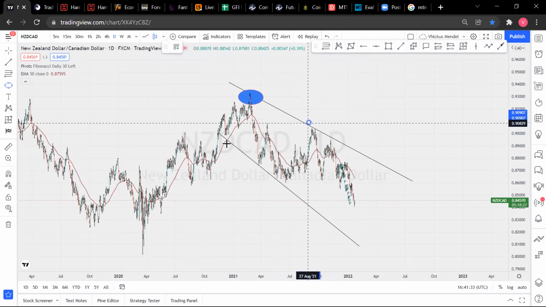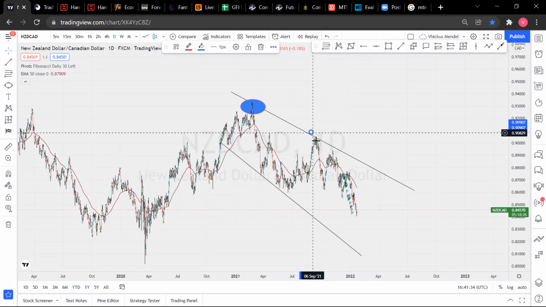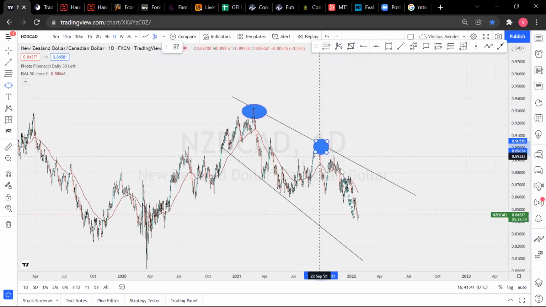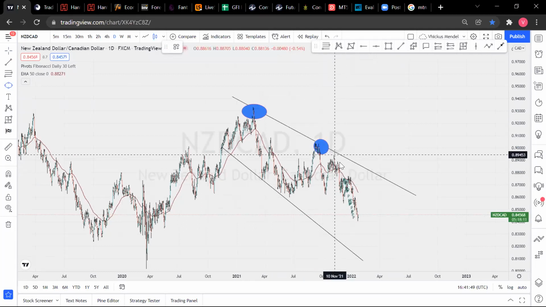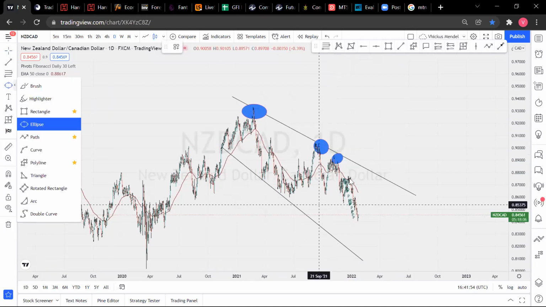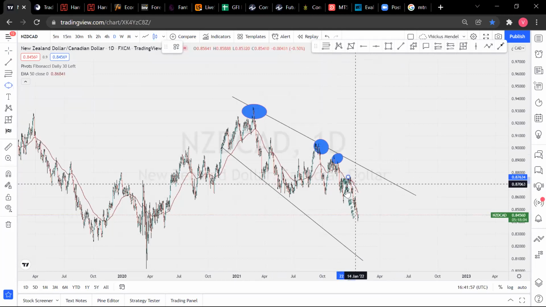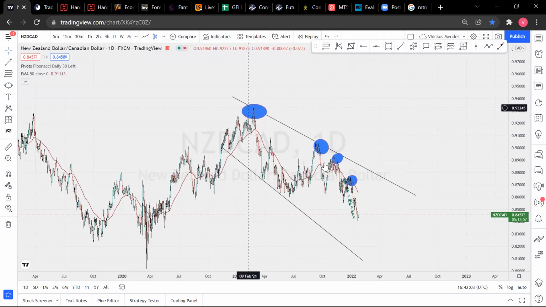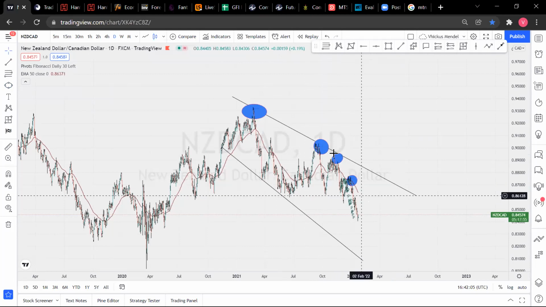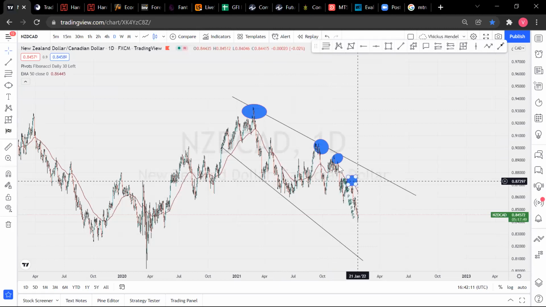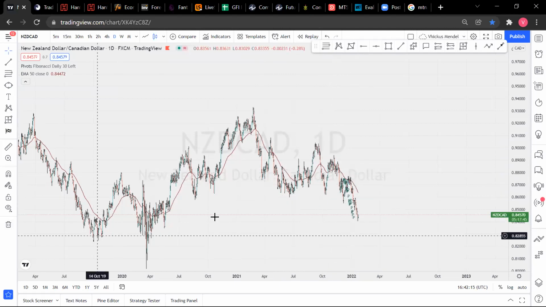So you see how the trend line has helped you to connect the general trend of the market. Even if you see here too, you can see lower lows, sorry, lower highs, lower highs, lower highs. So the trend line aids in zooming out the trend.